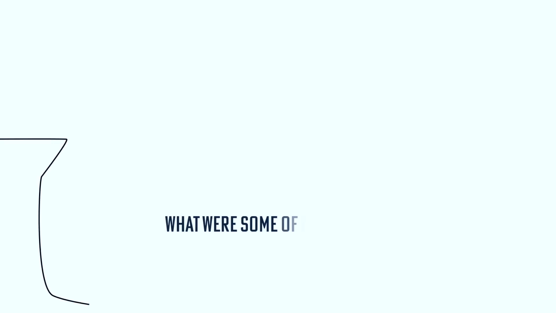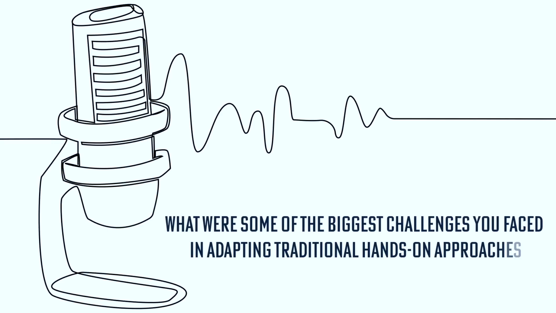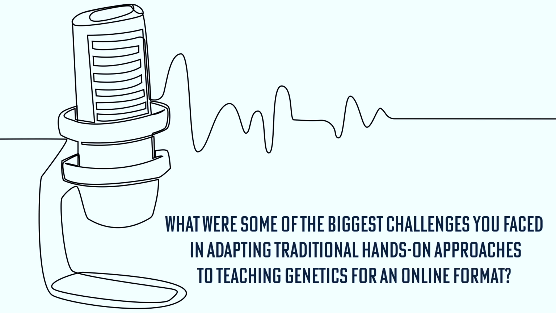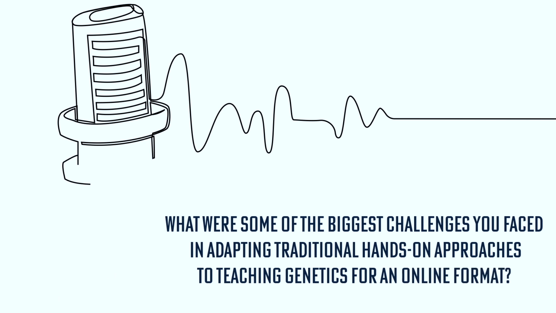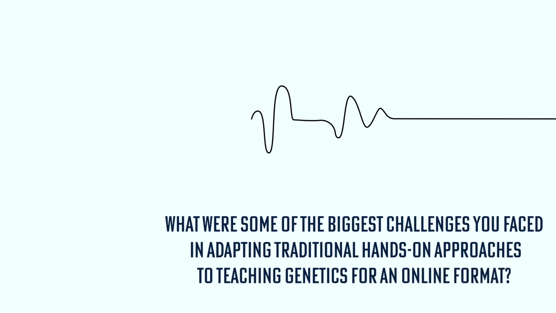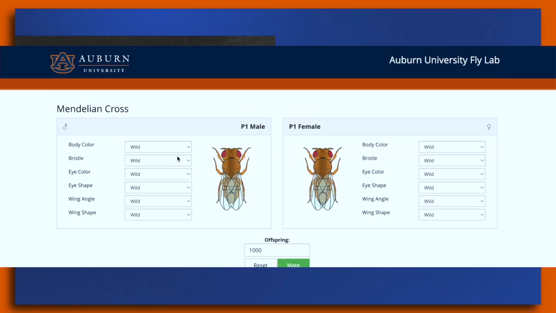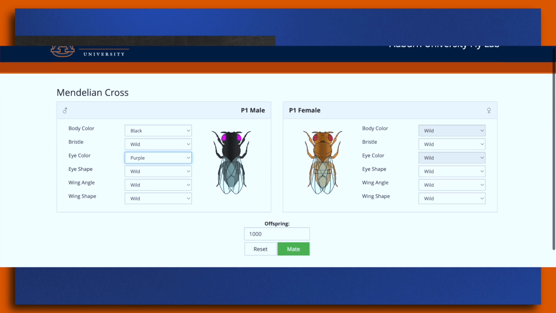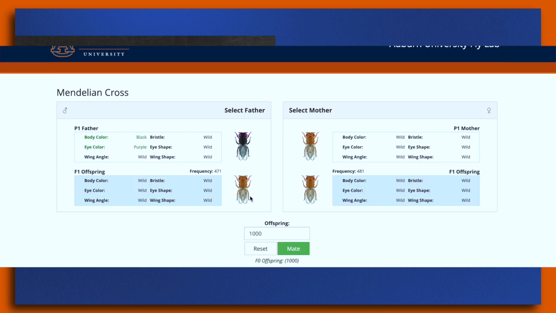So what were some of the most significant challenges you faced in translating the traditional hands-on lab approach to genetics into the online format? Probably the most significant aspect to it was to make it look good, so that they really had the feel that, hey, this is what a lab kind of looks like.